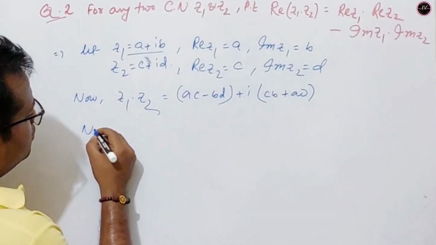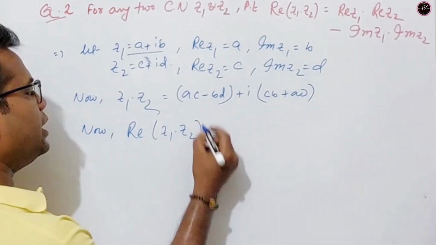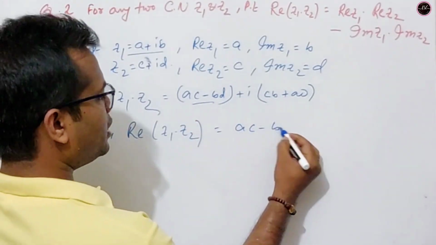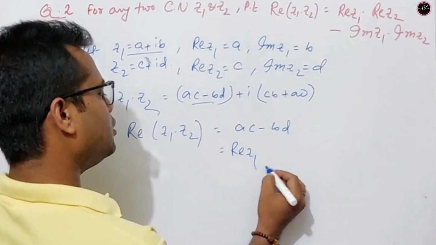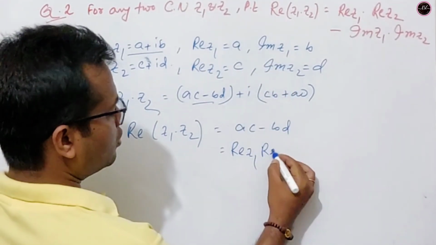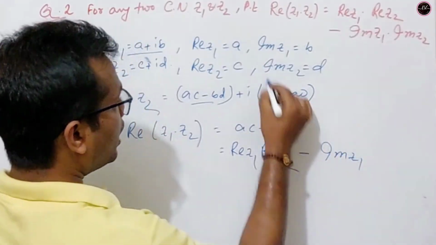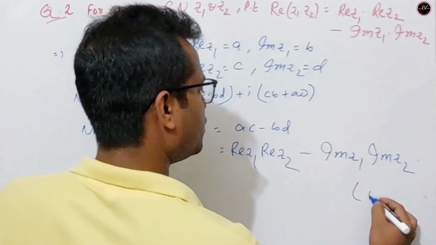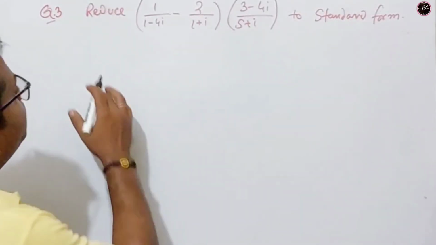Now the real Z1 dot Z2 equal to the real part of Z1 Z2, that means this equal to AC minus BD. Here A equal to real Z1 and C means real Z2, minus B equal to imaginary Z1 and D equal to imaginary Z2. So very easy. Now look at this question.